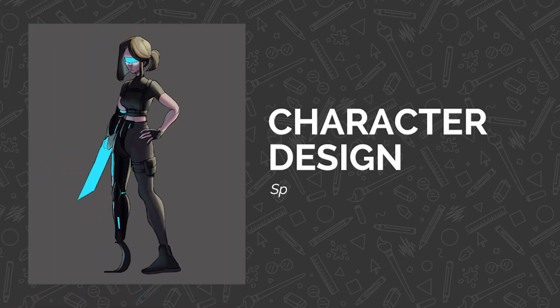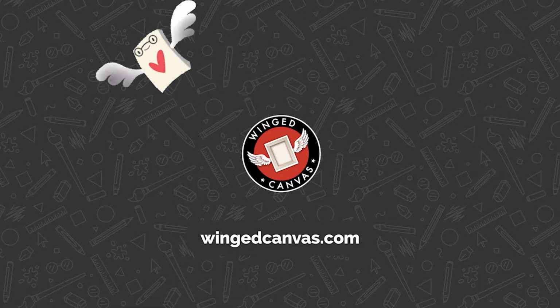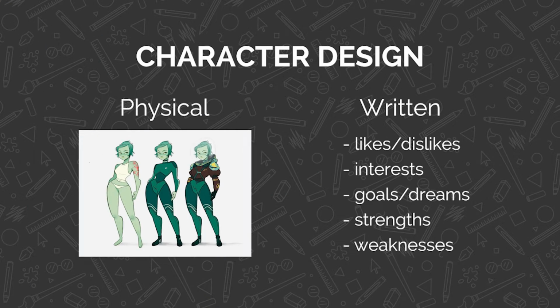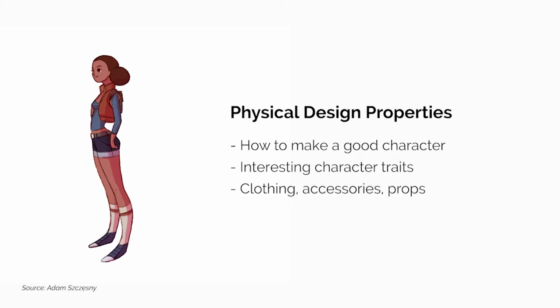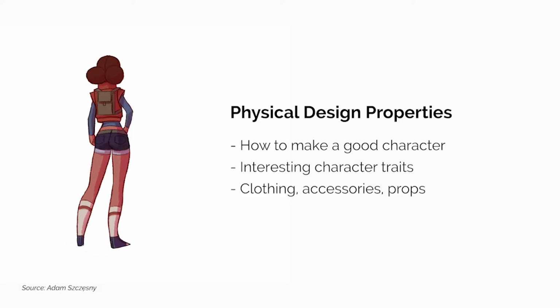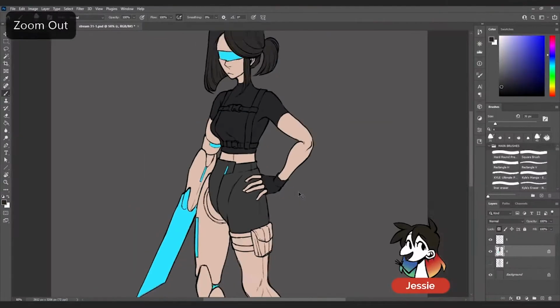Today, like you can see in front of you, we're going to be talking about character design, but the physical portion, because there are two kind of halves to character design. There's the physical portion of character design and the written portion of character design. We're not going to be talking about writing today. We are just going to be talking about how to design somebody right in front of you, right? So we're going to be talking about their physical design properties, how to make a good character, how to make an interesting character, and then we'll be doing a cyberpunk character together.